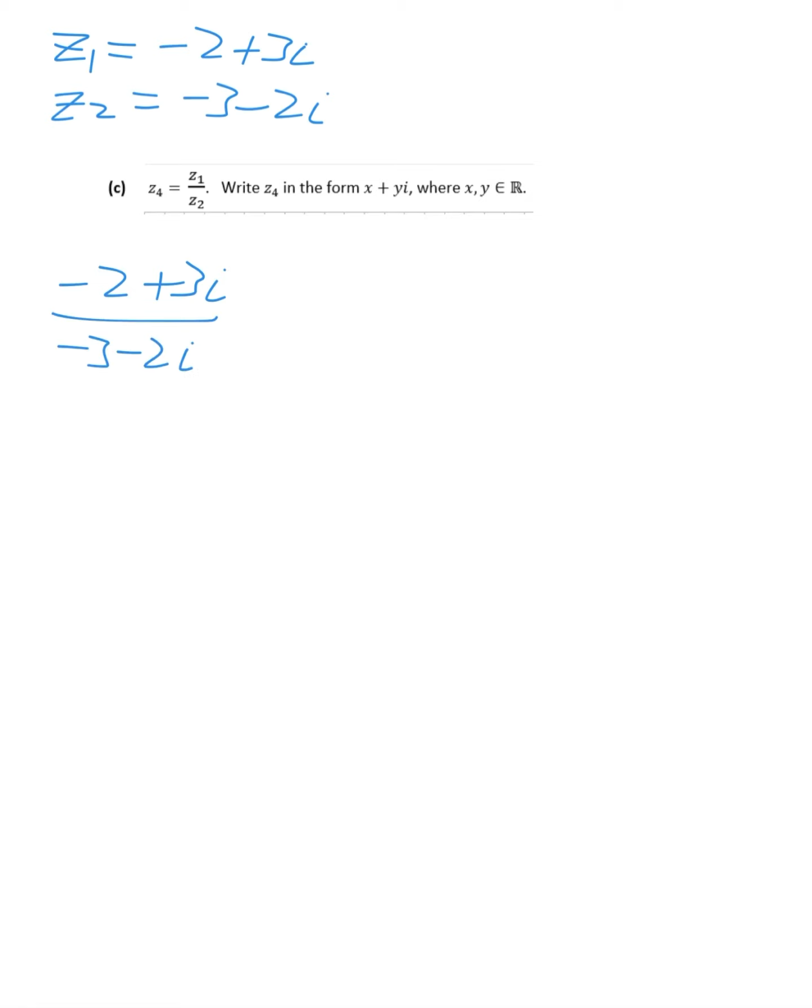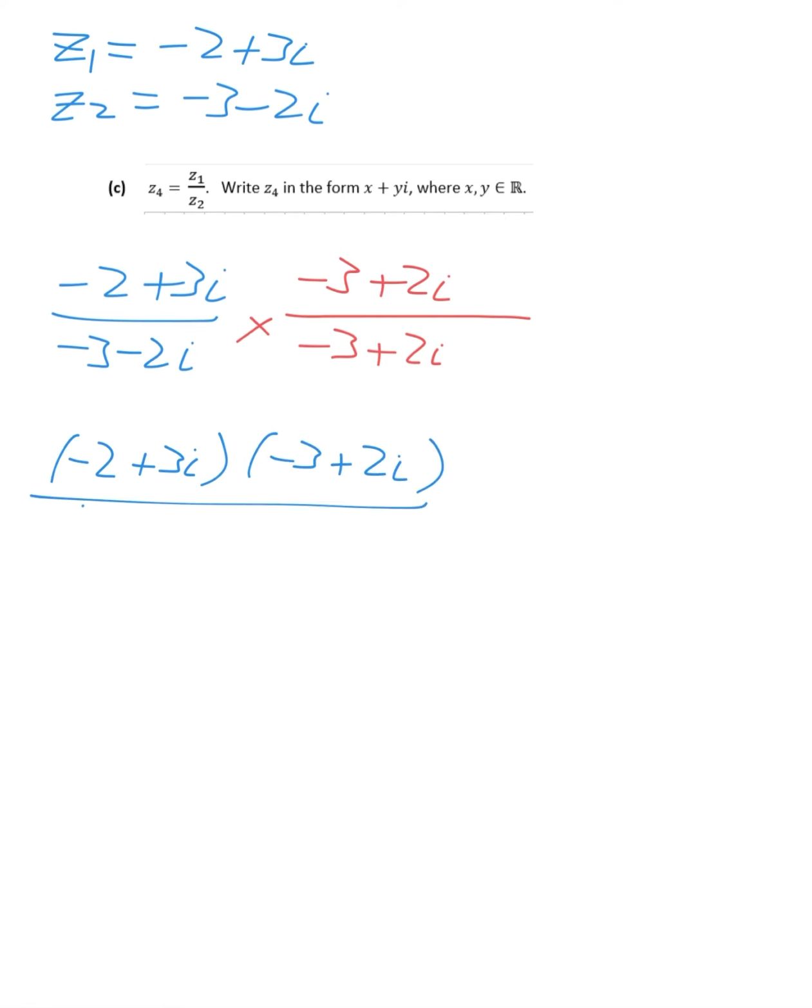Now, if you're dividing complex numbers, you always multiply the top and the bottom, so the numerator and the denominator, by the conjugate of the denominator, so the conjugate of the bottom term. So for the conjugate, remember, we just change the sign of the imaginary part. So it'll become minus 3 plus 2i. Okay, so let's multiply these. So at the top we have minus 2 plus 3i times minus 3 plus 2i, all over now minus 3 minus 2i times minus 3 plus 2i.